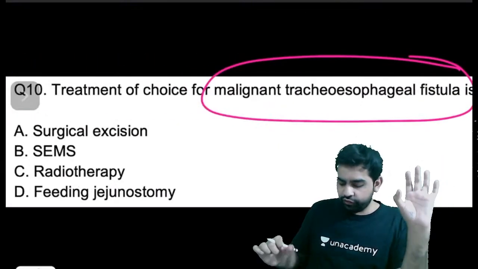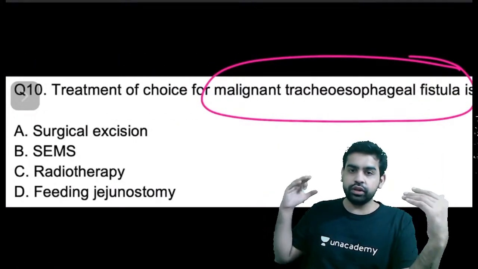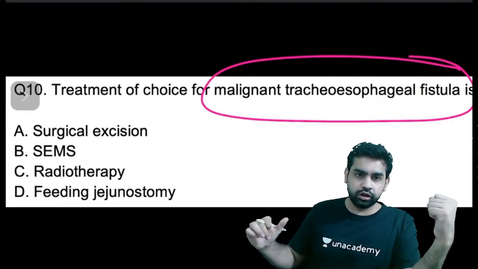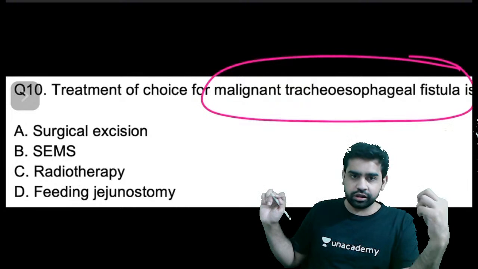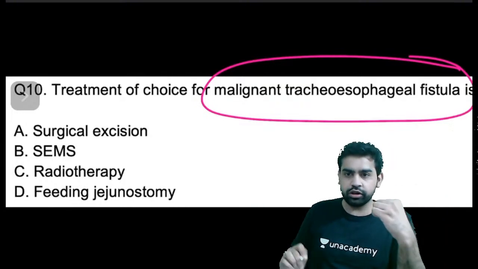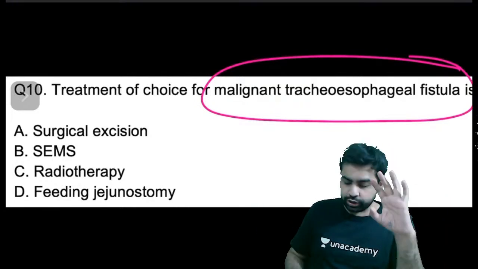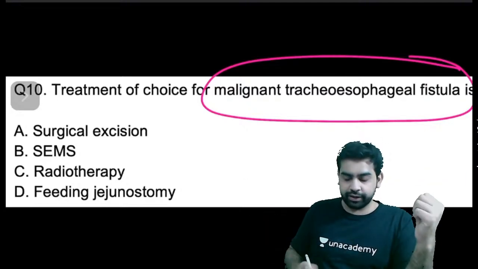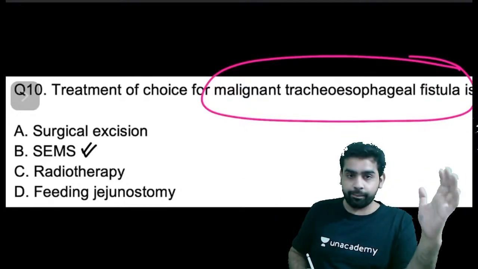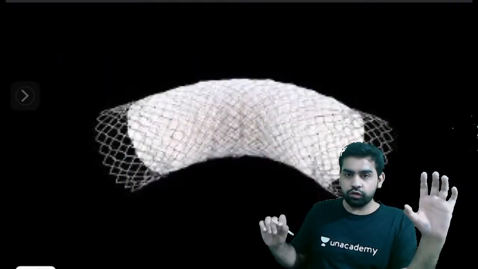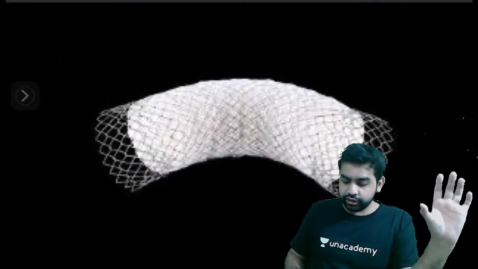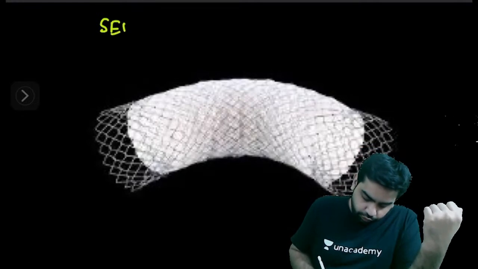Now if I ask you what is the treatment of choice for the malignant tracheoesophageal fistula, what is the answer? Is it surgical excision, SEMS, radiotherapy, or feeding jejunostomy? What do you think, guys? If you answer SEMS, you are absolutely correct. The treatment of choice for malignant tracheoesophageal fistula is SEMS. What is this SEMS?